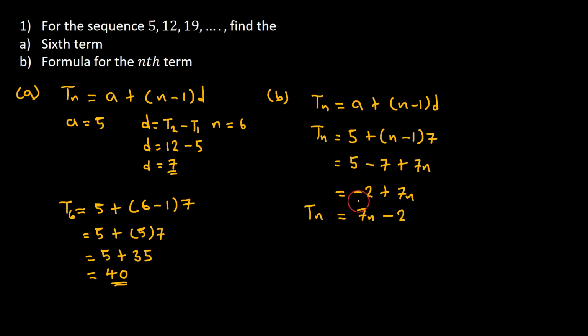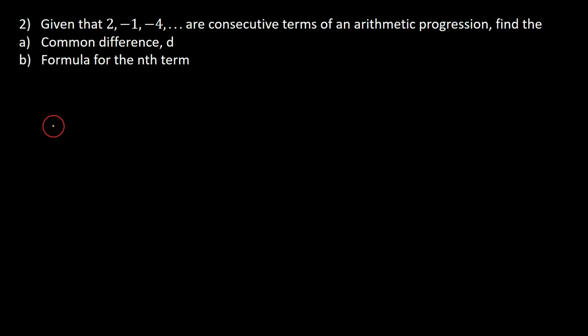So we are done with the first question. Let's move to the other question. The second question says: given that 2, -1, -4 are consecutive terms of an arithmetic progression, find A, the common difference, D, and B, the formula for the nth term. Let's find the common difference first. When we say consecutive terms, that means 2 is the first term, -1 is the second term, -4 is the third term, and so on.